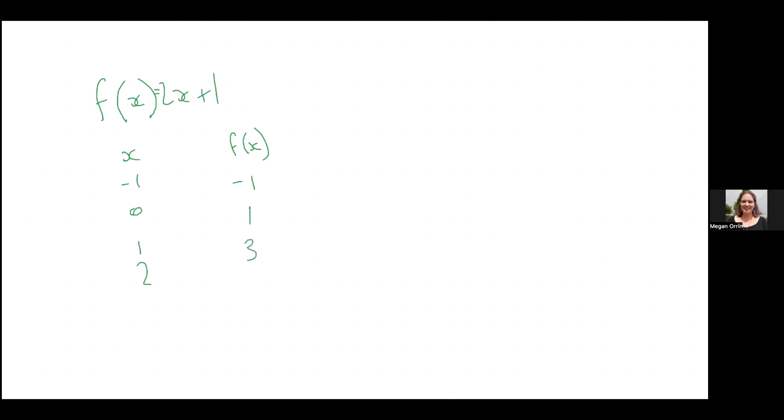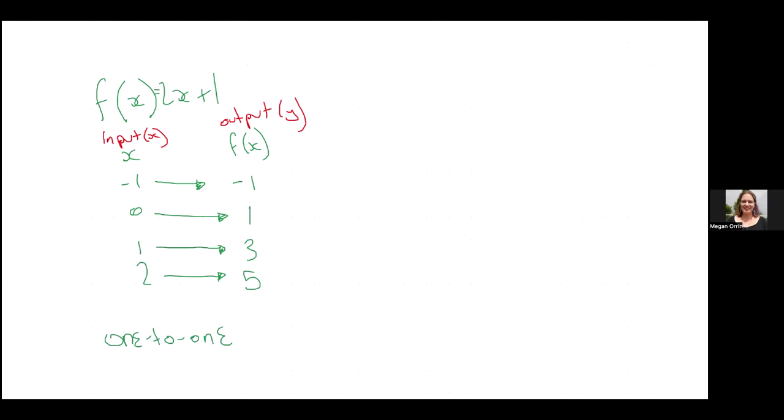You can see here that every x value has one corresponding y value or functional output. So we can also call this the input and this the output. The output is always going to be y, the input is always going to be x. So this is a one-to-one function. Every input has a separate, different output.